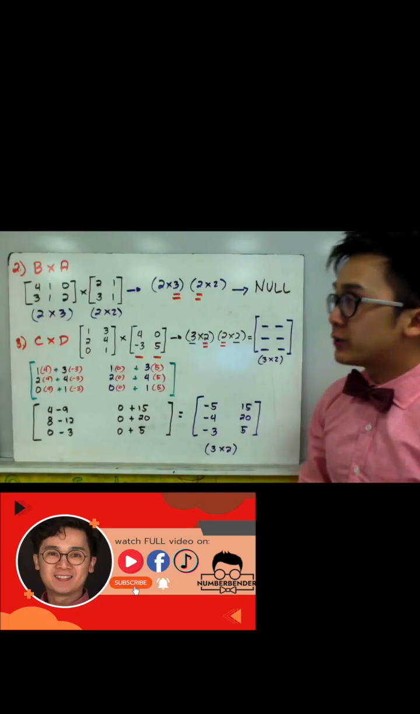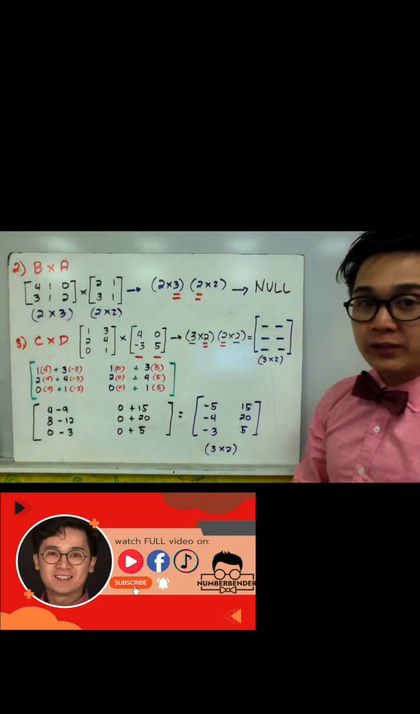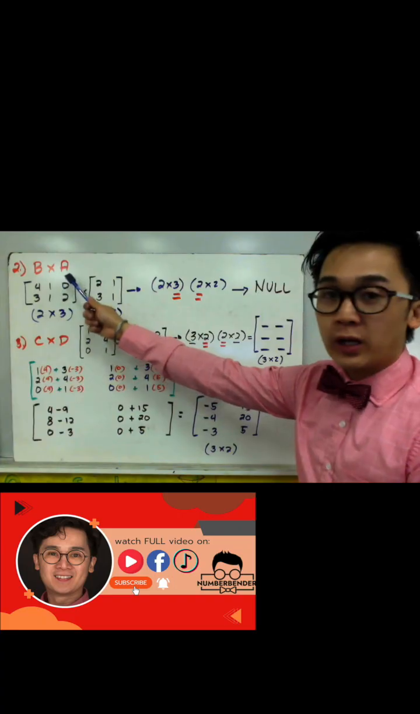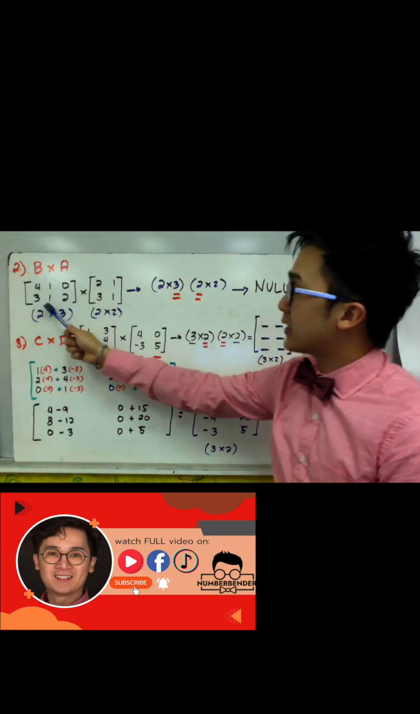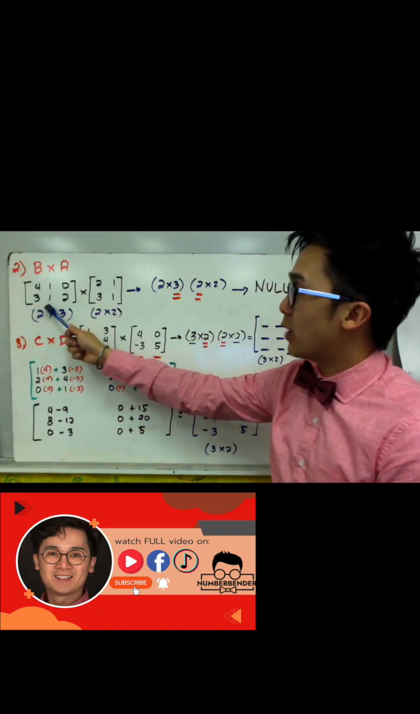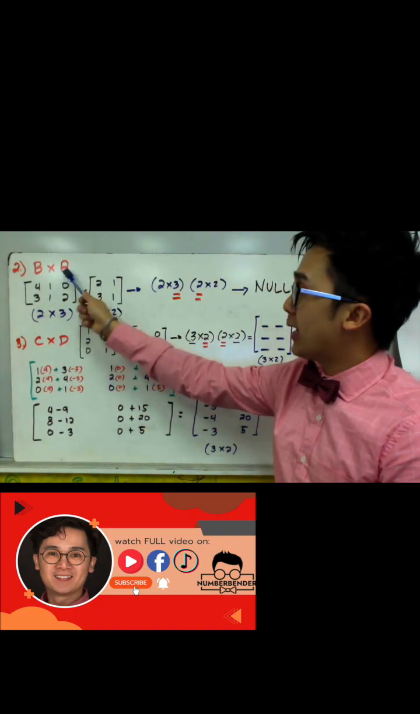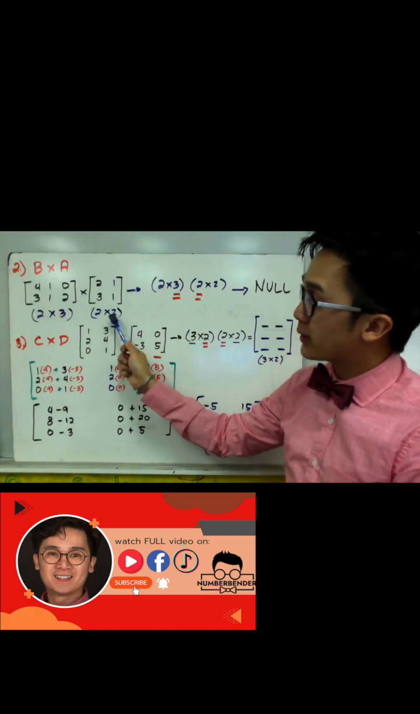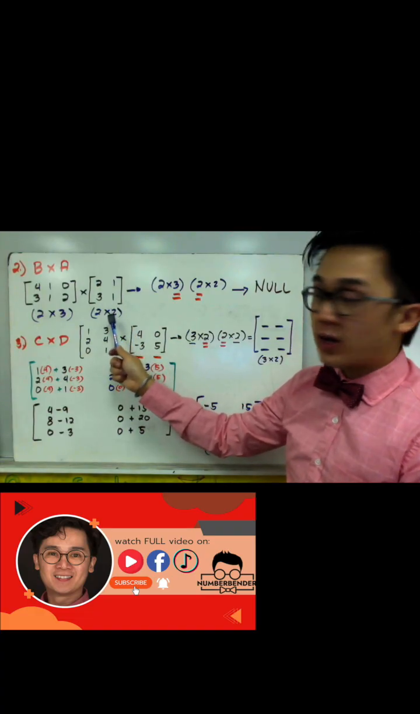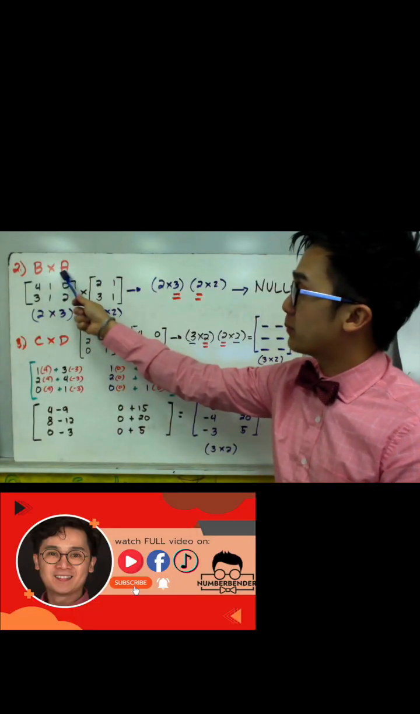Now we're still using the same entries from our previous board. So for number 2, we are going to multiply B times A. Matrix B is given by 4, 1, 0, 3, 1, 2, which is a 2 by 3 matrix, and matrix A is 2, 1, 3, 1, which is a 2 by 2 matrix. The first step is to verify if you can combine B and A by multiplication.